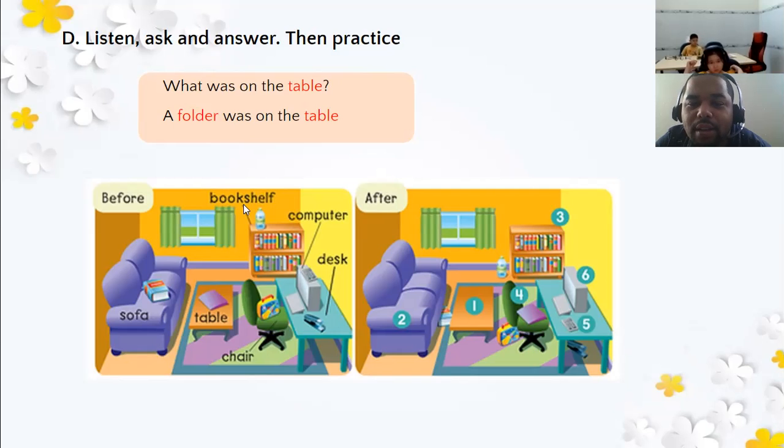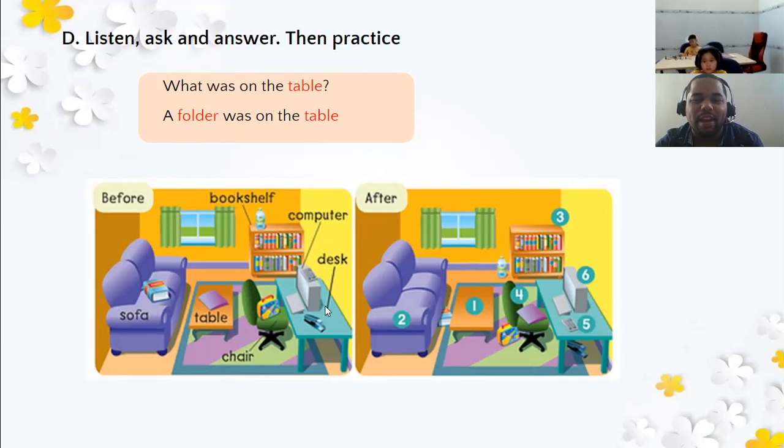Can you read this one? This one is bookshelf. Okay, bookshelf. And this one, bookshelf. Yeah, this one, do you remember this one? Computer. Computer, that's right. And then the next one, yes.